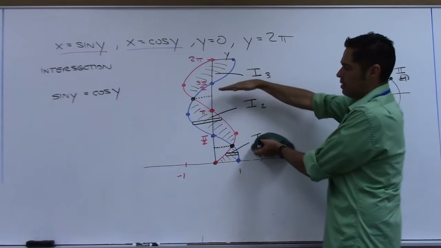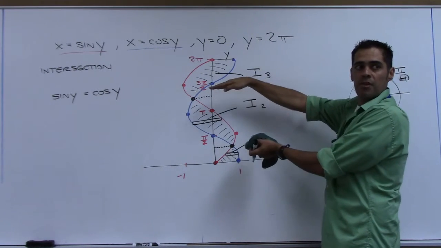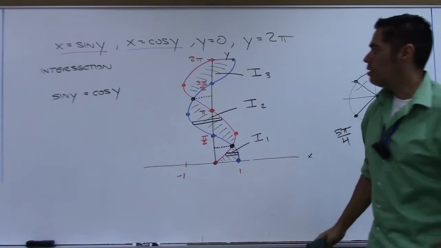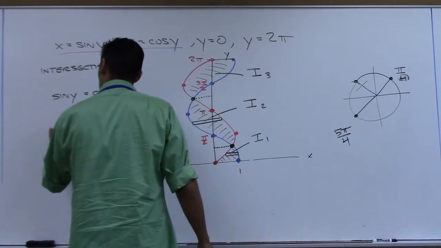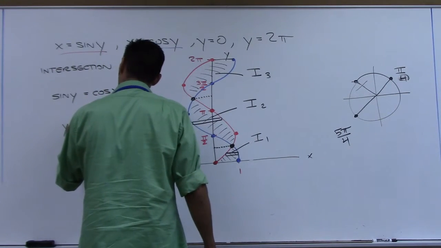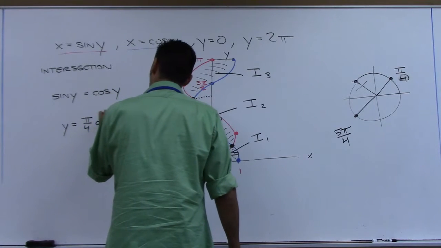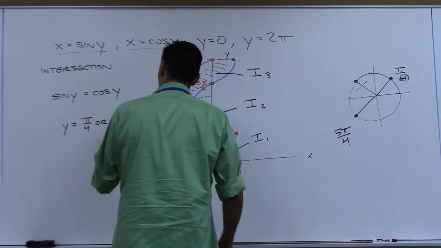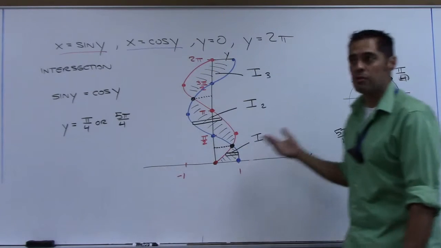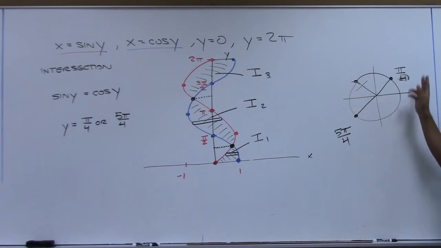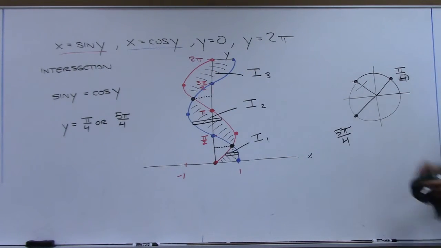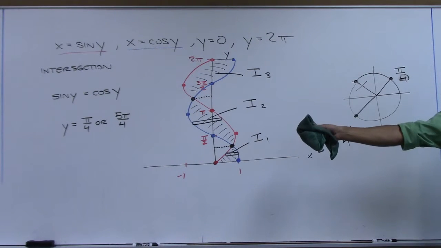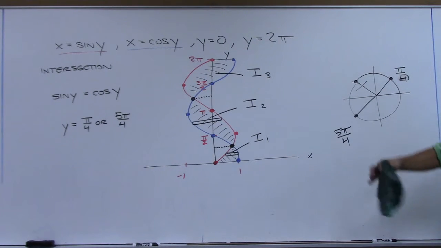And that corresponds to these two points. Understand? So this happens when y equals pi over 4 or 5 pi over 4. There's actually an infinite number of solutions because you could just keep going around, but we're only looking between 0 and 2 pi. Questions on those? Are we ready to set this up? Okay, let's set it up.